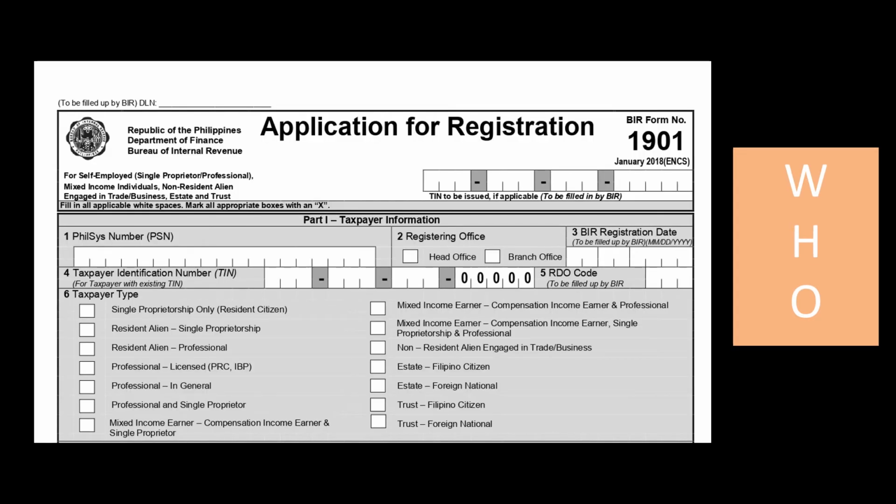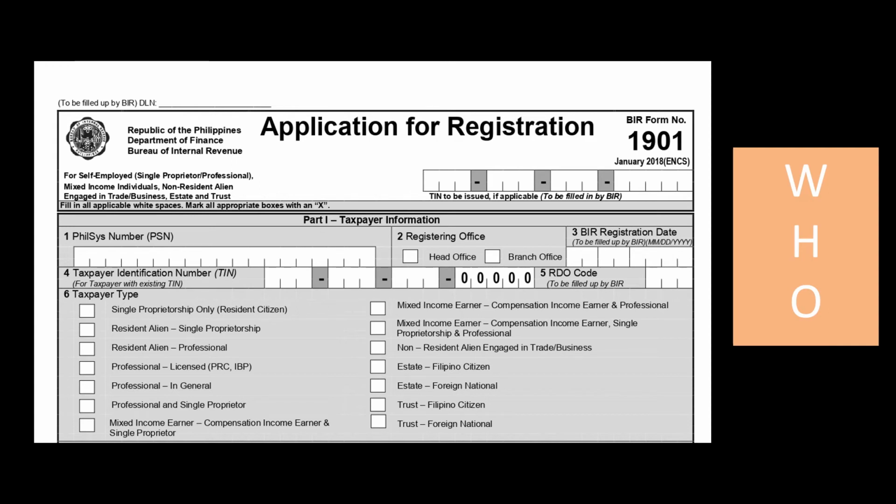In this part of the application for registration, there are the different types of taxpayer, and you select which one would pertain to you. So if you're a single proprietor and a citizen, you choose this box, single proprietor only, resident citizen. And then if you're an alien, you choose between resident alien as a single proprietor, resident alien as a professional, and then the estate as a foreign national, the trust as a foreign national.